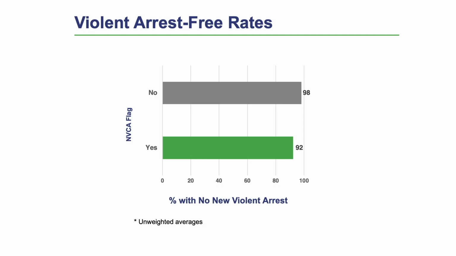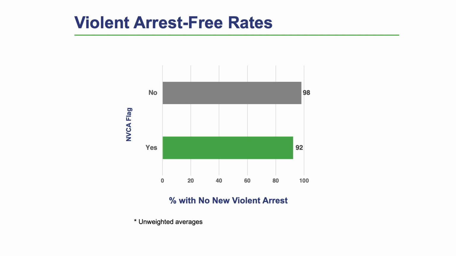Something to consider is that in most jurisdictions, only a small percentage of cases receive the flag. In this group of cases, 94% did not receive the flag. Only 6% of the cases received a score of 4 or more and had the flag. On this slide, we show the outcomes for those without the violence flag and those with the flag.